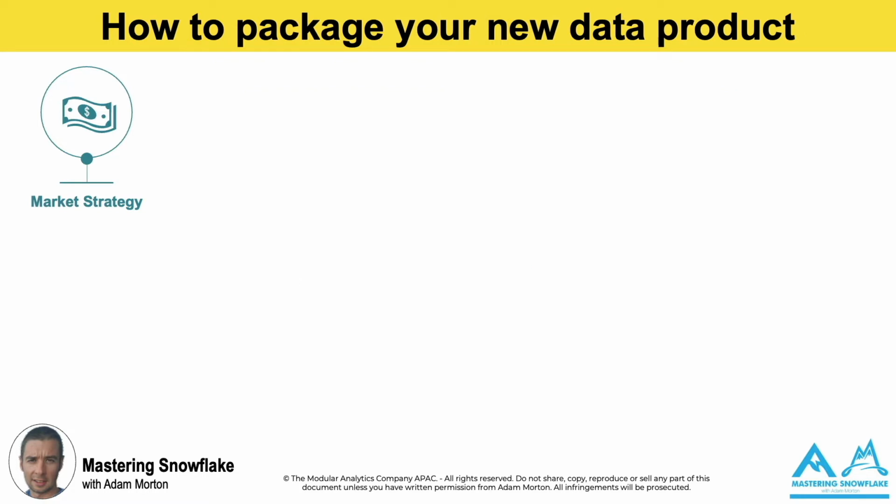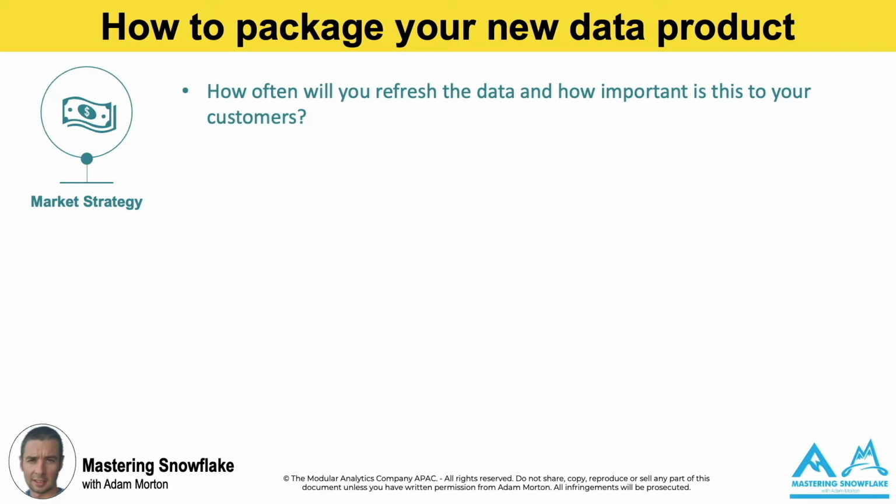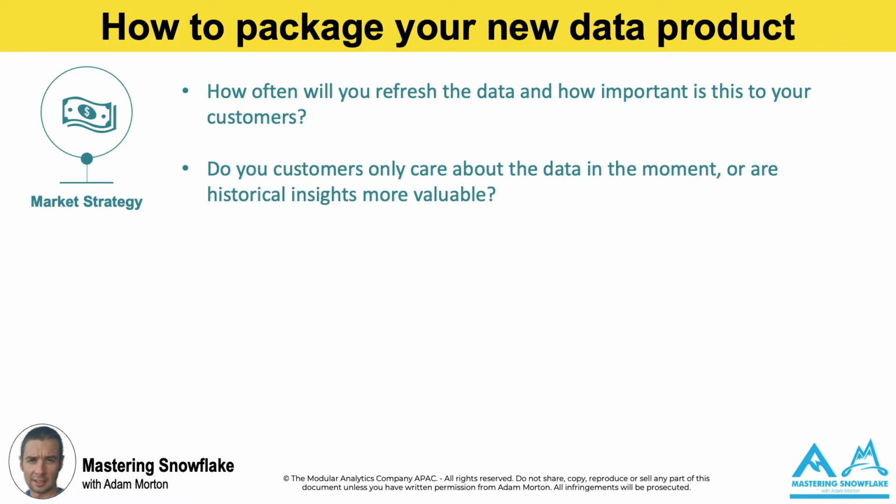Now you've thought about the cost of providing the data and the potential value on the market. The final element in step 2 around market strategy is what we refer to as packaging. And the key questions here to consider are things like how often you'll refresh your data and how important is this to your customers. For example, do your customers only care about data at the present time, such as stock prices and volatility, when they're making investment decisions? Because once that data is outdated, then it loses its value quite rapidly for those customers.